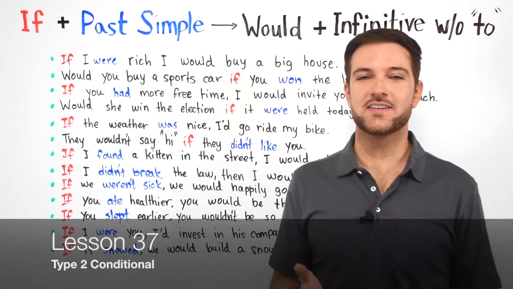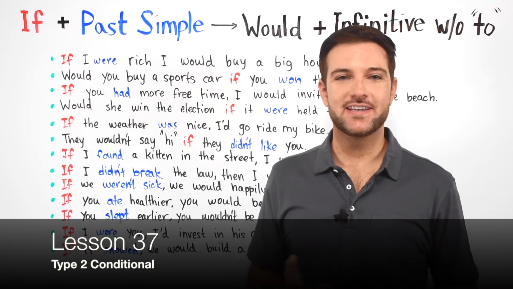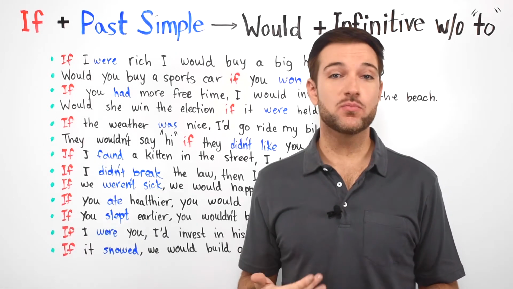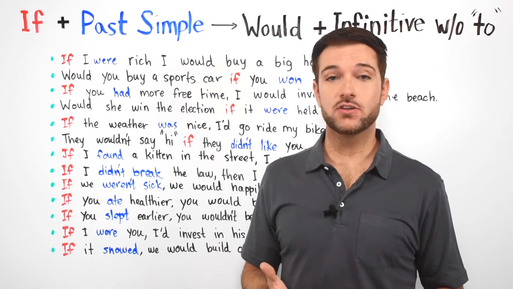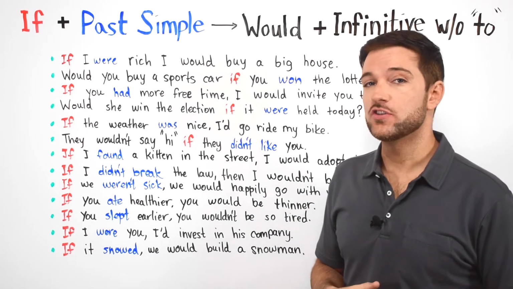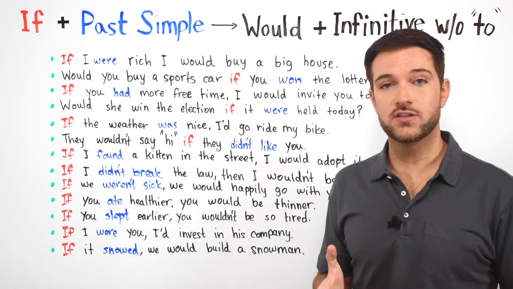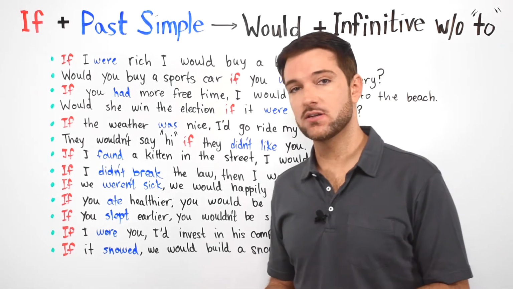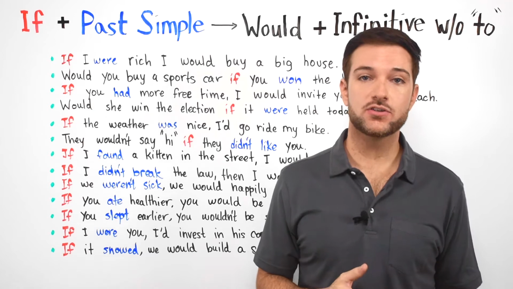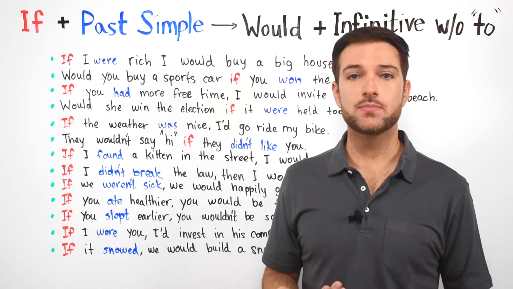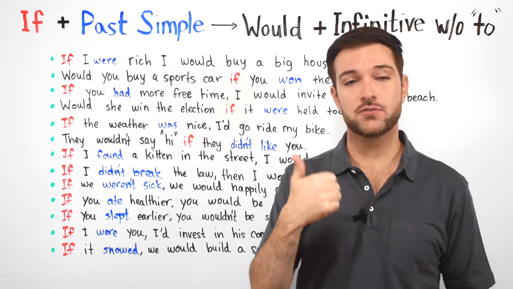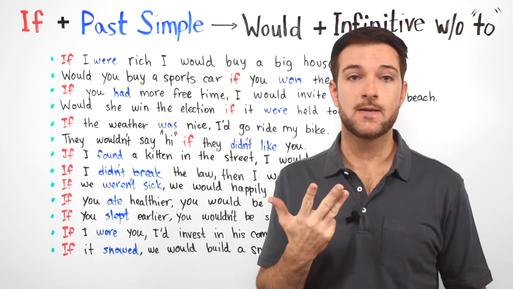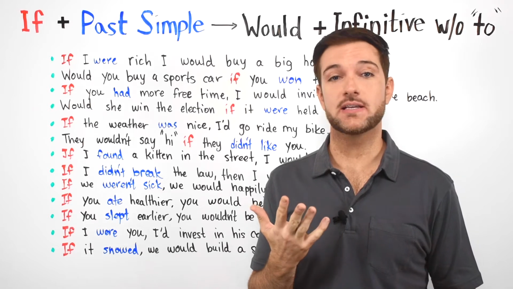You've made it to lesson number 37, and in this lesson we're going to be talking even more about conditionals. More specifically, we're going to take a look at the third type of conditional, which is known as the type 2 conditional. You remember we learned the type 0 and then we learned the type 1 conditional. Today we're going to learn the type 2 conditional. Remember, there are 5 conditionals all in all: type 0, type 1, type 2, type 3, and type 4, which is known as the mixed conditional.